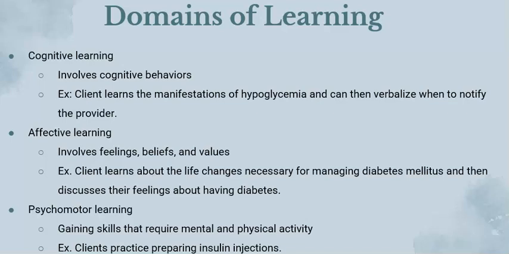In other words, with affective learning, you want to get on their level, meet them where they are, and get to understand what their fears might be or why, or if there might be an issue or a barrier to them understanding diabetes. We know that diabetes is a very broad diagnosis, from diet to checking the blood sugar to using a glucometer, sometimes using an insulin pump. So all of those things go into your education. And you've got to meet them where they are as far as what their feelings are on learning this new material. And then the psychomotor, this is gaining skills that require mental and physical activity. Clients practicing preparing insulin injections. So the psychomotor skills is them learning how to do something.